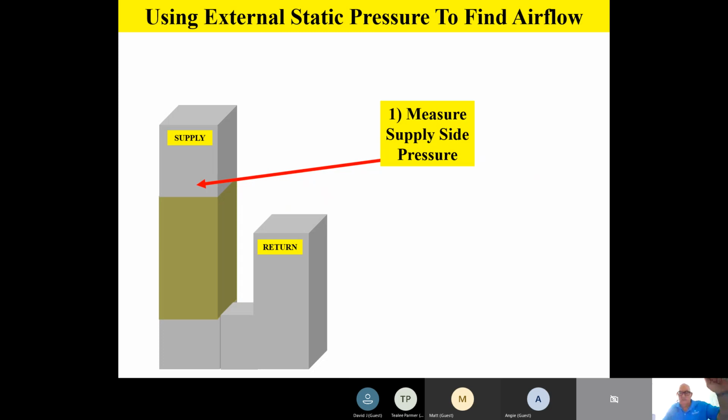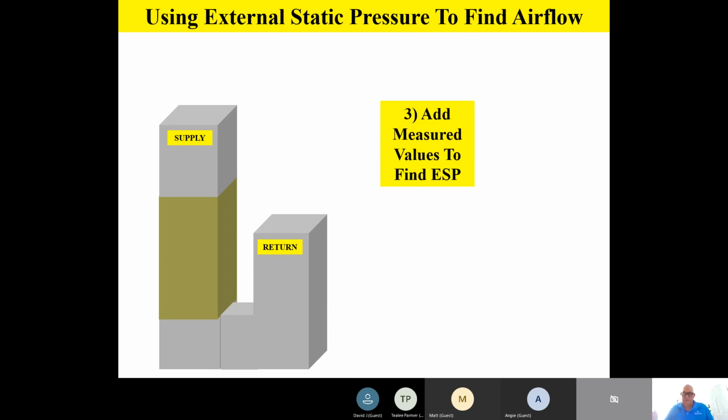I'm just going to poke a hole in the supply, put my static pressure probe in there, and then do the same thing on the return and take the return side static pressure. Then I'm going to add those values together to find total, or what we call ESP, external static pressure. ESP and total static pressure are the same thing.